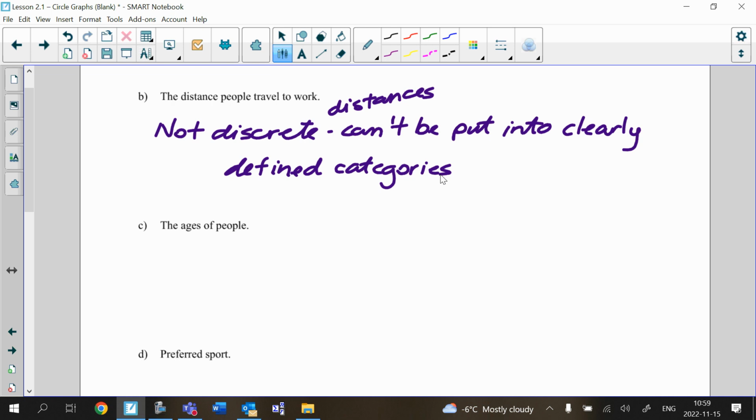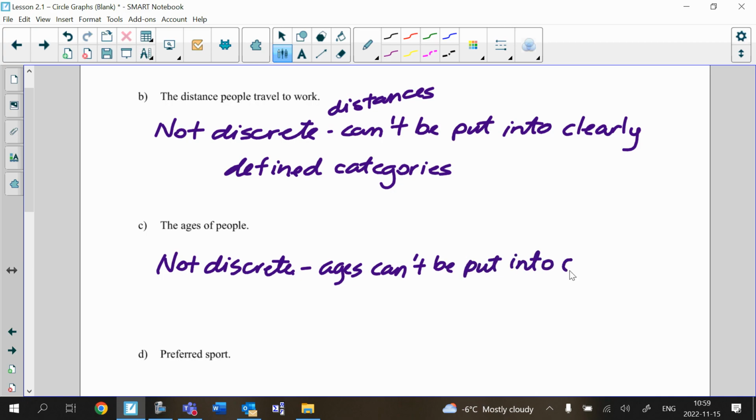And you're right. Sometimes we take not discrete and make it discrete, and there's a special graph we use for that. So ages can't be put into clearly defined categories, even though if we wanted to, we could put them in, if that makes sense. But technically every age is different.